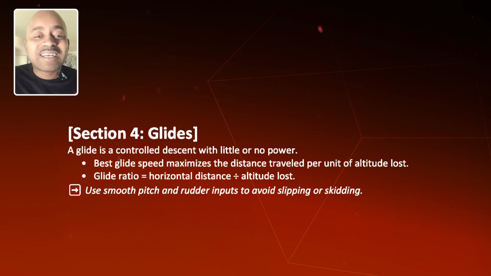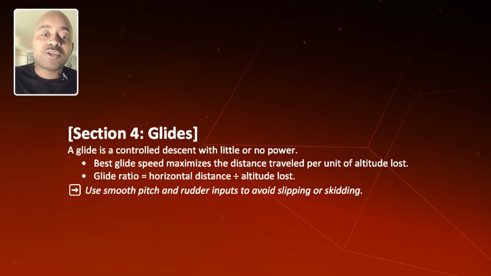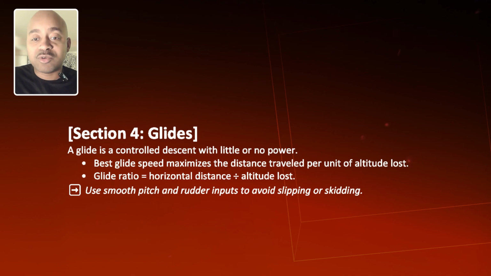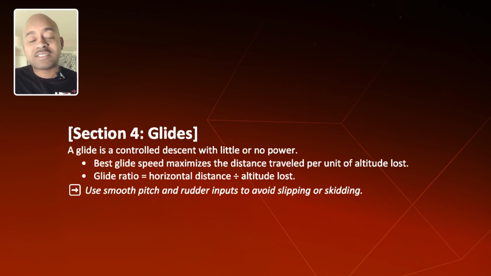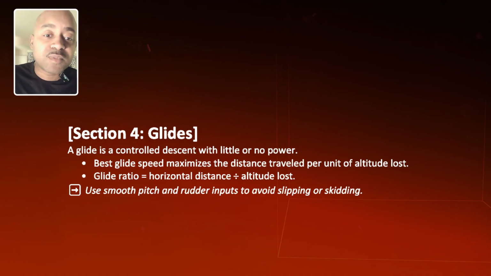Glides are a controlled descent with little or no power, the best for maximizing the distance traveled per unit of altitude loss. And the glide ratio is the horizontal distance divided by the altitude loss. Use smooth pitch and rudder inputs to avoid slipping or skidding. And that's it for the climb and descent section. And actually, that's it for this entire section of the basic maneuvers.